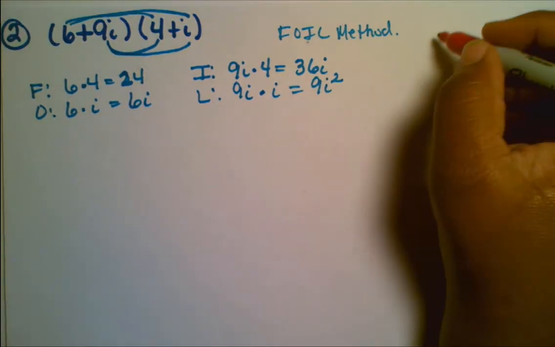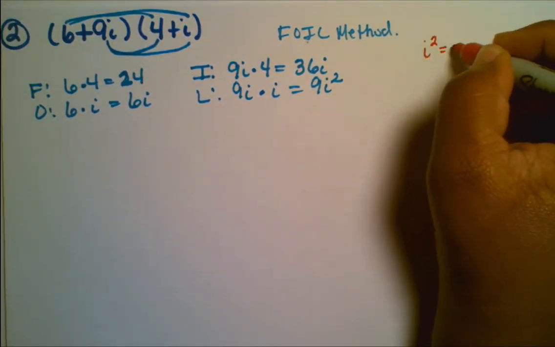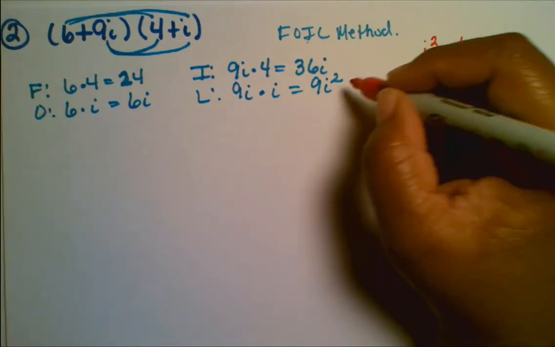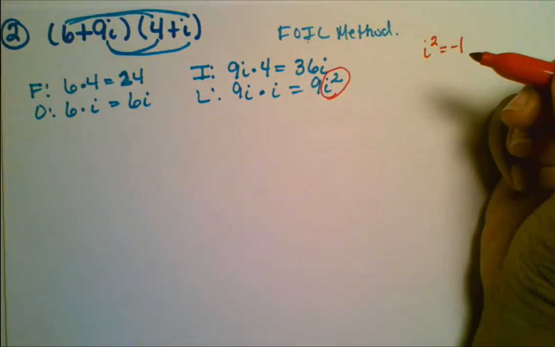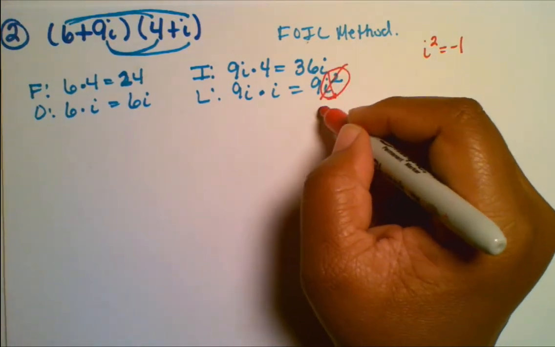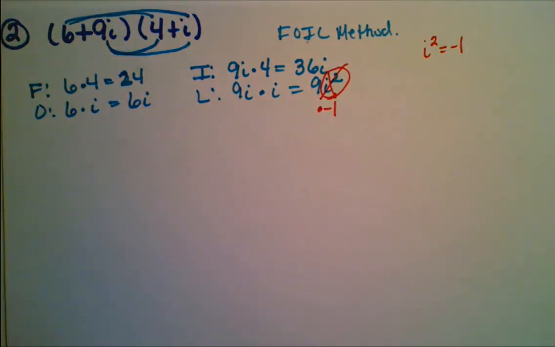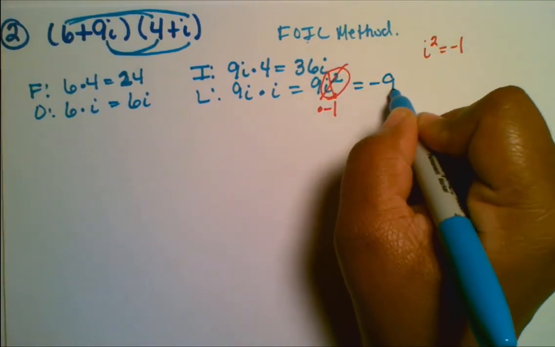Remember, if you have to, keep writing it out. i squared is equal to -1. So where we see i squared, you're saying times -1. So it's going to make that positive 9 now a -9.